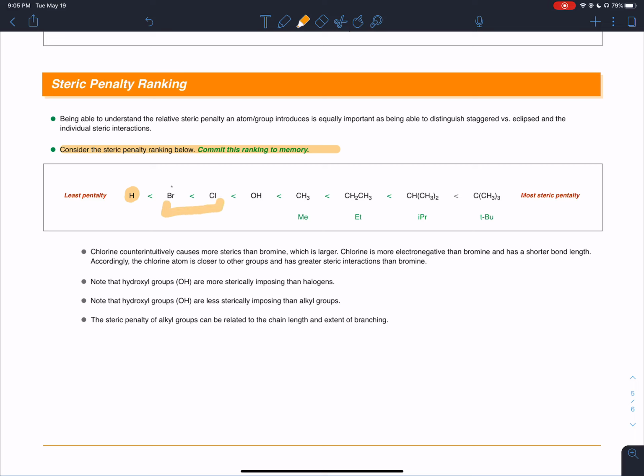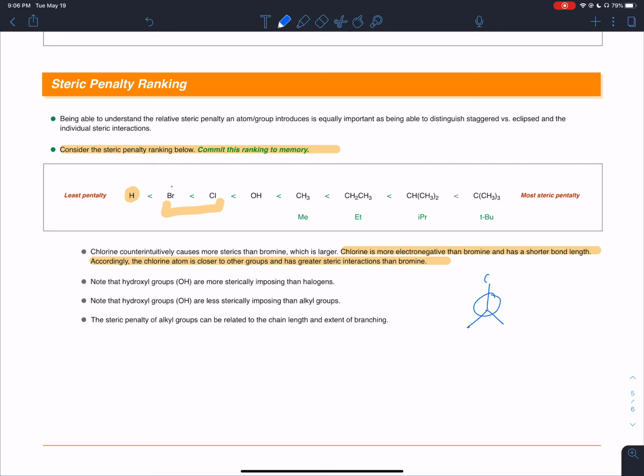Then halogens would cause more sterics than a hydrogen. What's not very intuitive here is that the chlorine causes more sterics than the bromine, right? We know that bromine has a larger atomic radius. And the idea here is that chlorine is more electronegative than the bromine, and it has a shorter bond length. Okay, let's consider both bromine and chlorine are bonded to a carbon. Accordingly, the chlorine is closer to other atoms and groups, and therefore has greater steric interactions than the bromine. The bromine will have a longer bond and is further removed.